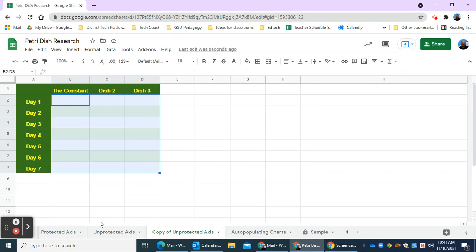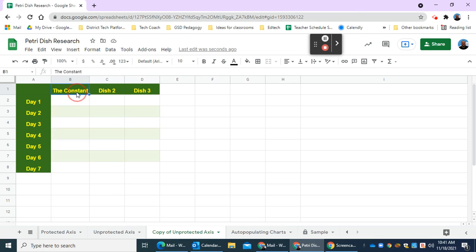Now that you have all the data collected in your journal, you're going to need to enter it into a chart so that you can compare and contrast what had happened, and also to be able to build a graph so you can visually see the difference between the petri dishes.